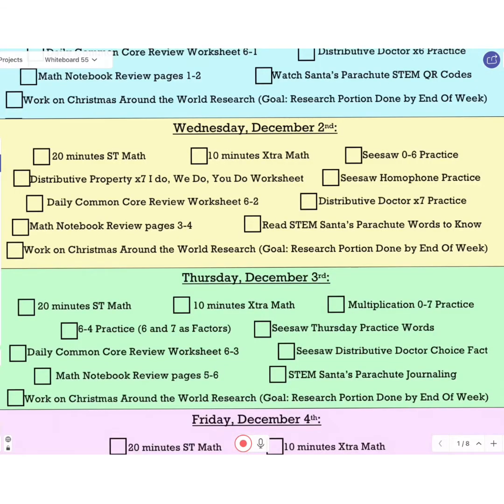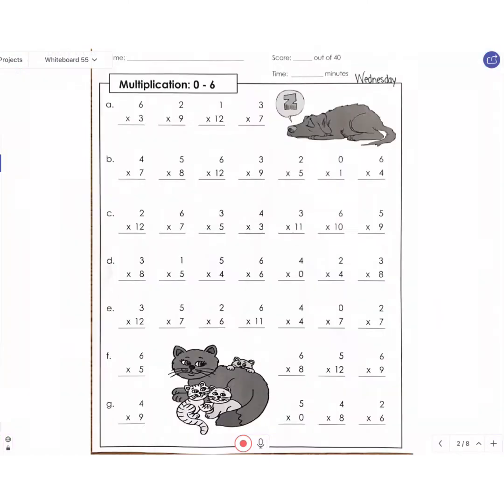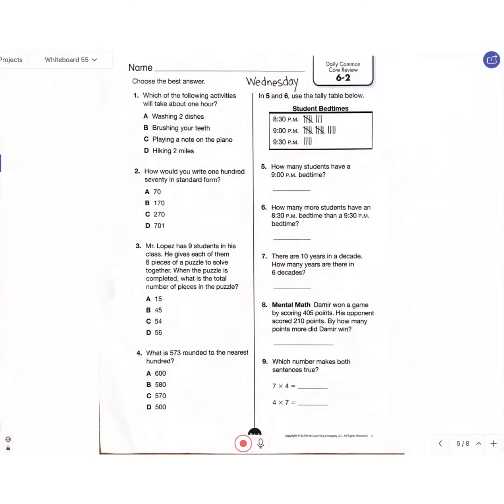And then your Seesaw homophone practice, which is at the end of the slide. So I'll go ahead and show you that at the end. And then daily Common Core review worksheet 6-2. So let's go ahead and look at that really quickly. So there are no writing to explains with this one. So you need to make sure that you are following the directions with each problem, reading carefully with the steps it's asking you to take.